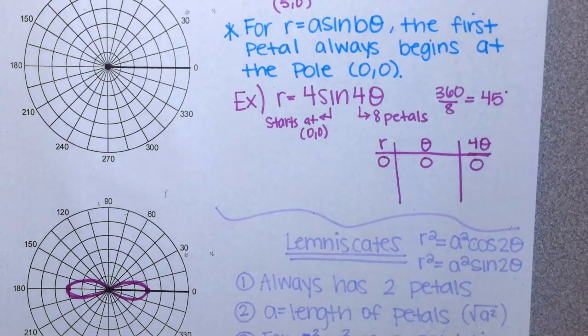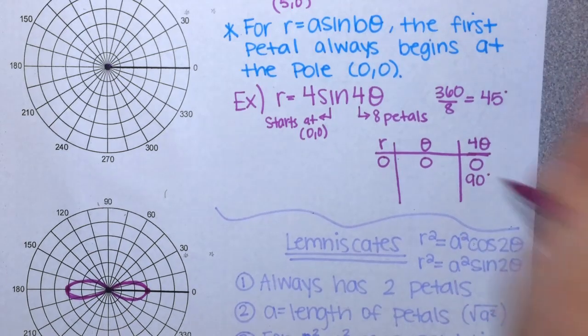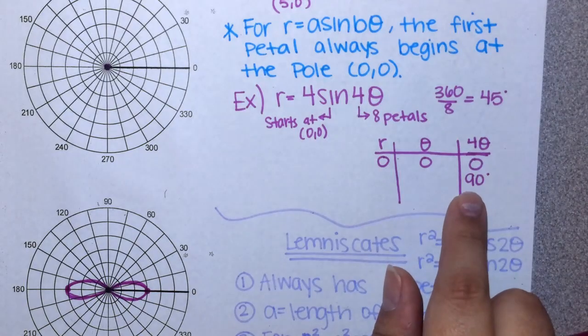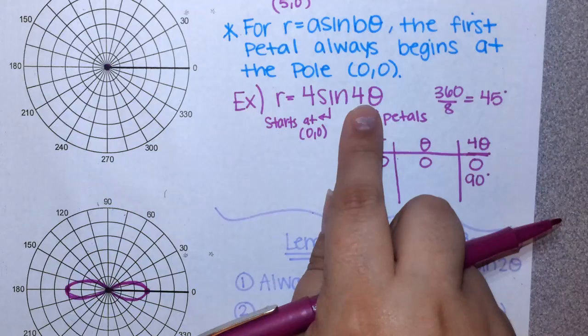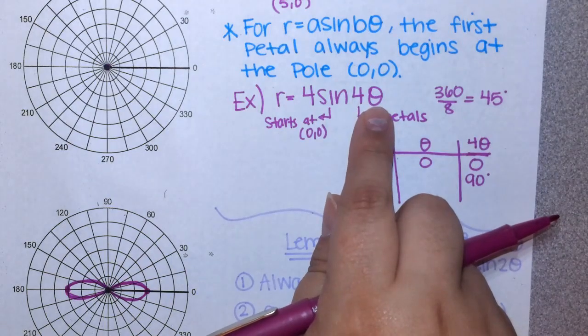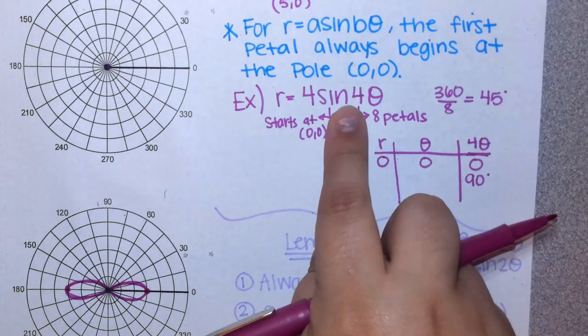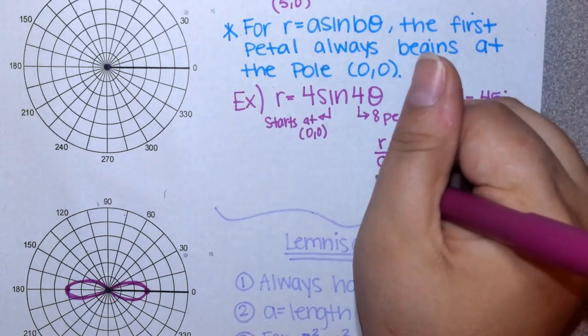Okay. What you are going to do on this table is you are going to do the quadrantals. What are my quadrantals? 0. And then for theta, you're going to do 90 degrees. So if 4 theta was 90 degrees, plug in, what is the sine at 90 degrees? 1. What's 1 times 4? 4.